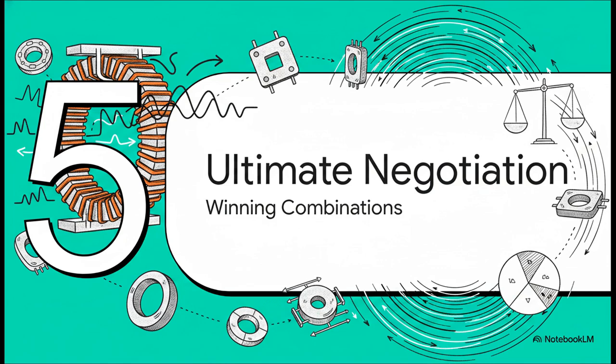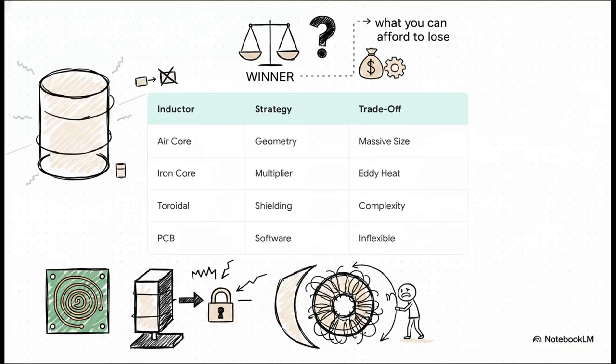And this brings us to our final takeaway in Section 5, the ultimate negotiation. Because every single inductor we've looked at today solves the exact same ancient problem, right? How to control the relationship between a changing current and a changing magnetic field. But each one chooses a completely different path of compromise. Every design is at its core a negotiation.